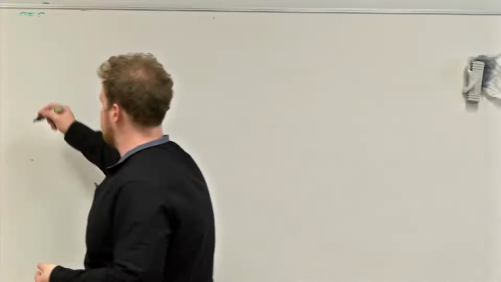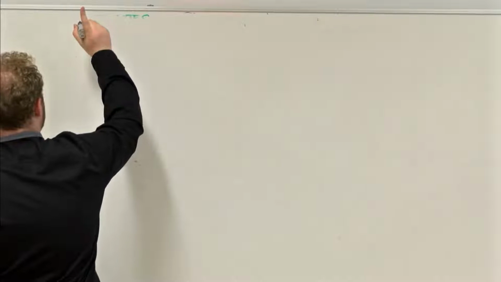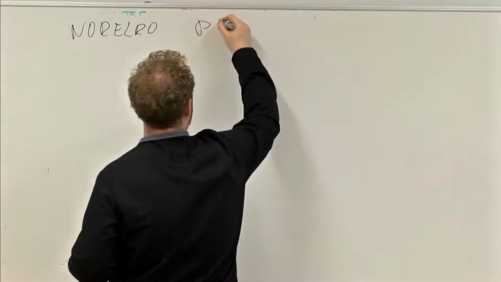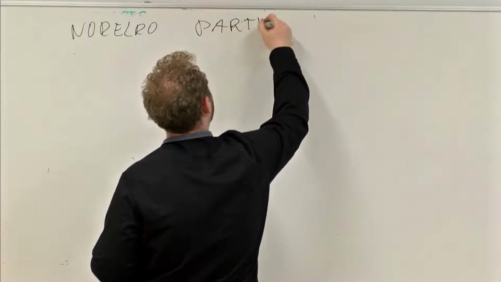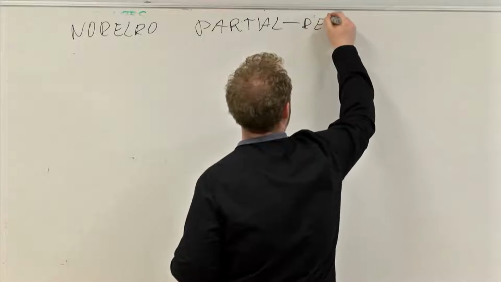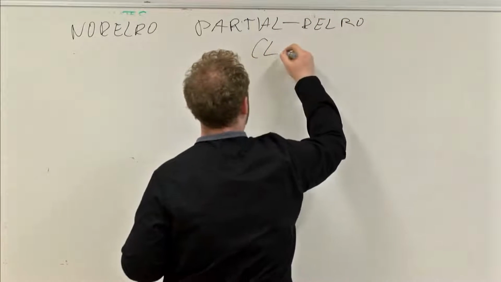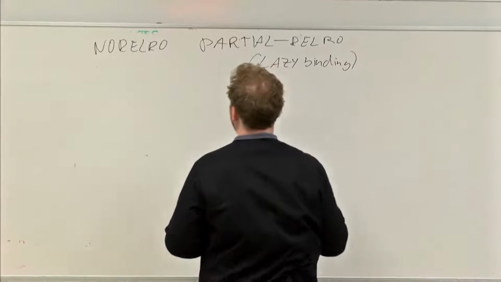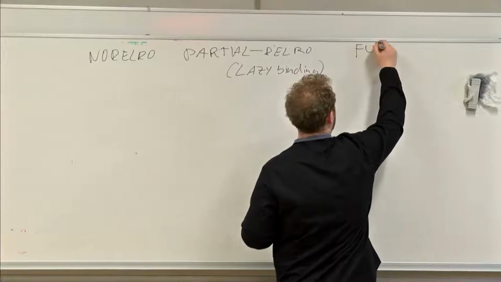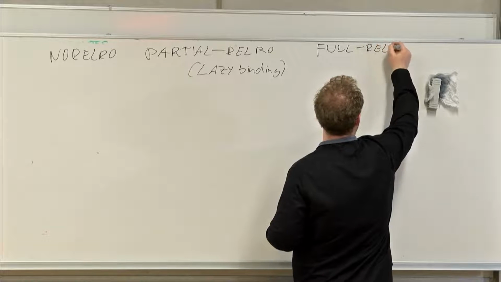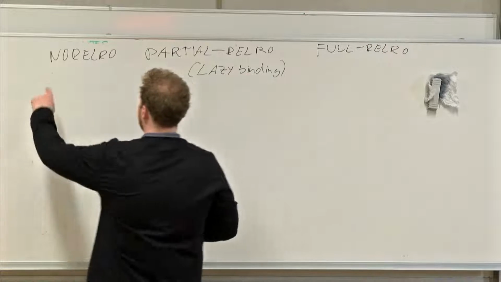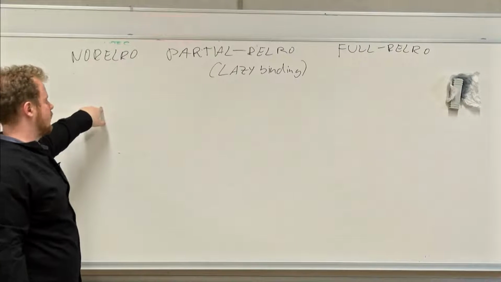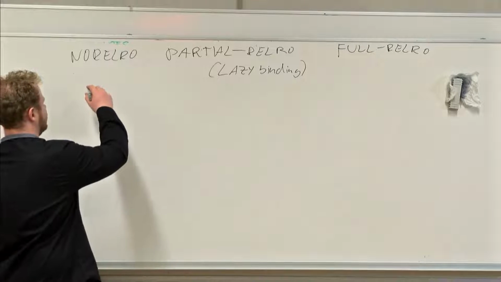And so we have two modes. Actually three. We have no RELRO, partial RELRO, or lazy binding, and then we have full RELRO. No RELRO and full RELRO are the same in the sense that both of them have already filled out all of the pointers to functions.